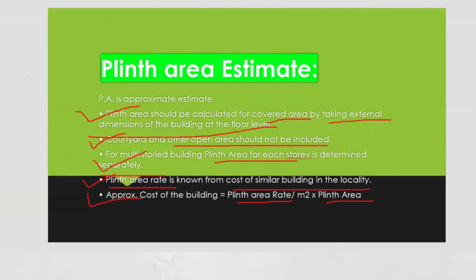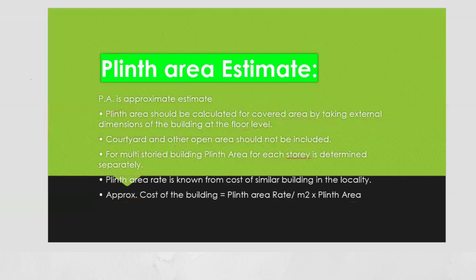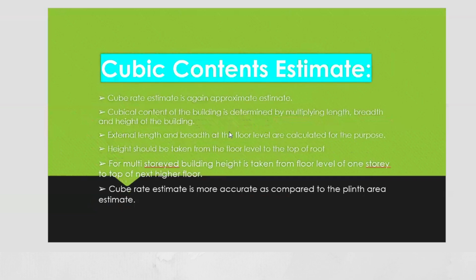Okay, that is how we are going to calculate it. Then the next important type of estimate which we are going to discuss here is the cubic content estimate. It is again a part of approximate estimate, as I have written down here. But to make it very clear, I'll give you a detailed classification of it, because primarily, the very first part is estimate, and we are going to classify it into three broad categories, as I told you.